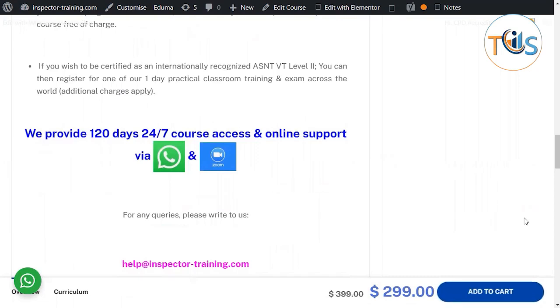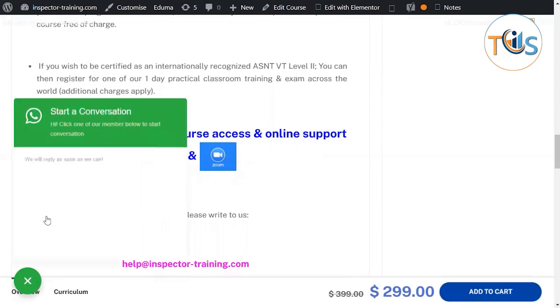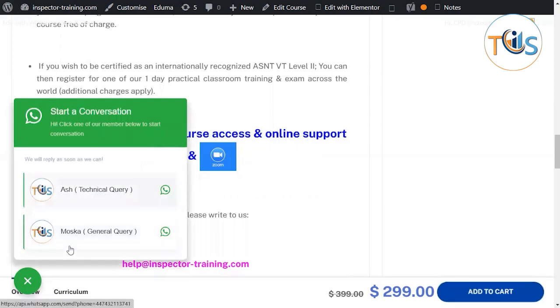We provide 120 days of 24/7 course access and online support via WhatsApp and Zoom. If you click on our WhatsApp line in the bottom left-hand corner, I'm Ash, leading the technical team of NDT Level 3. We have 3 more NDT Level 3s who have designed this course. Any technical queries, please let us know. We appreciate and welcome them, because they help us improve and make our course even better. Anything you didn't understand, you can always ask us via WhatsApp.